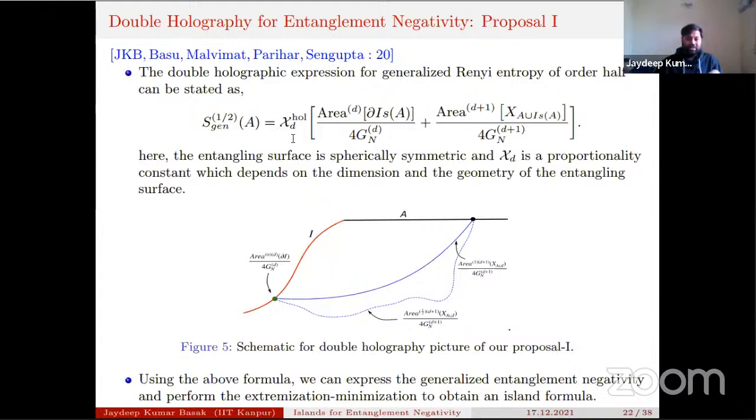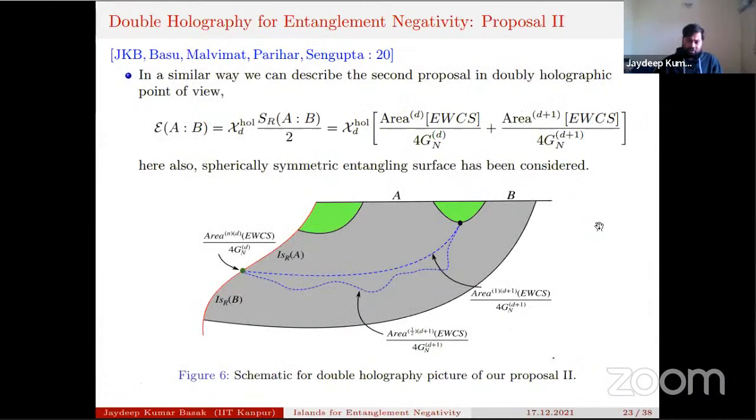Now, in that case, we say that this is the proportionality constant which depends on the dimension and also the geometry of the surface. Now, when we have the expression for generalized Renyi entropy of order half, we can again take the combination and we can propose negativity in this form. Now, also according to the second proposal, we can propose a double holographic scenario for entanglement negativity, but the S generalized half can be replaced as chi d times SR. If we do that, we will get this precise formula here, and we can write negativity as the curly line.